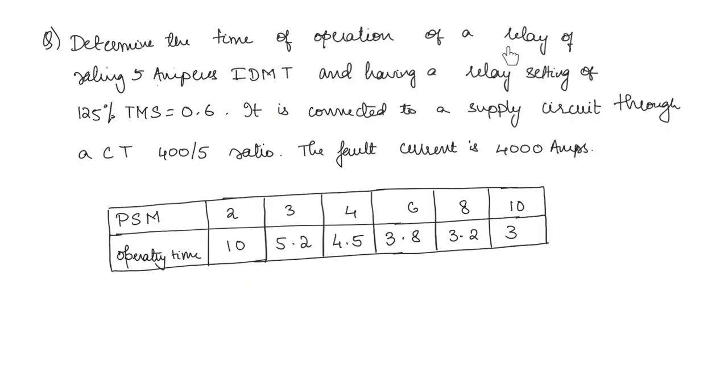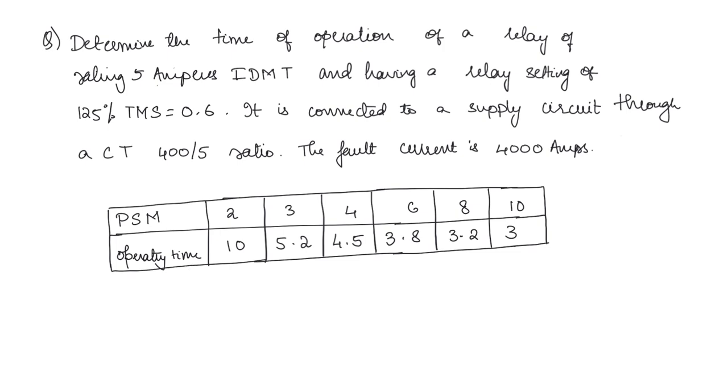Determine the time of operation of a relay of rating 5 amperes IDMT and having a relay setting of 125%, TMS is equal to 0.6. It is connected to a supply circuit through a CT of 400 by 5 ratio. The fault current is 4000 amperes. So here you have PSM versus operating time characteristics.